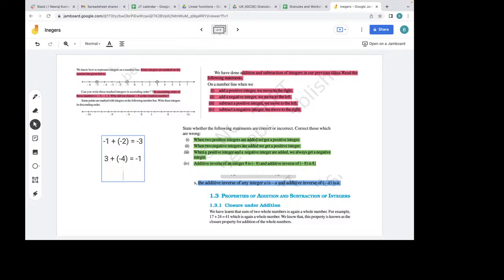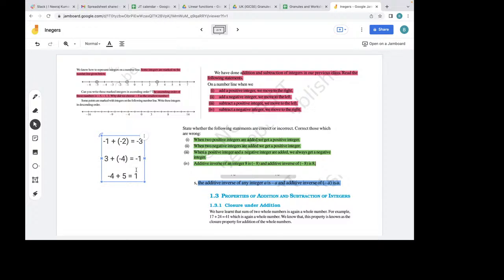Alright, let's take one more example. This time I'm going to add 5 to it. Okay, so I have to take 5 jumps this time. So there's -4 and 1, 2, 3, 4, 5. I have got 1. That's a positive one.